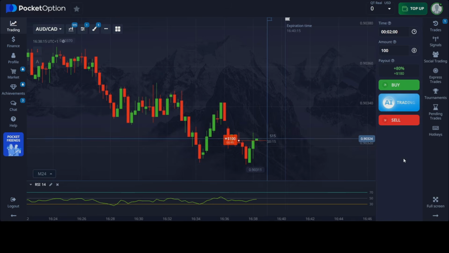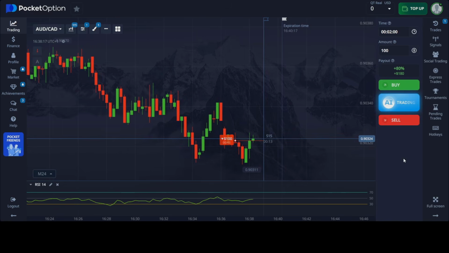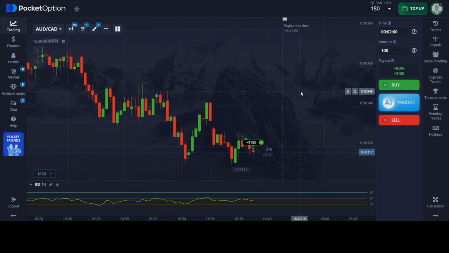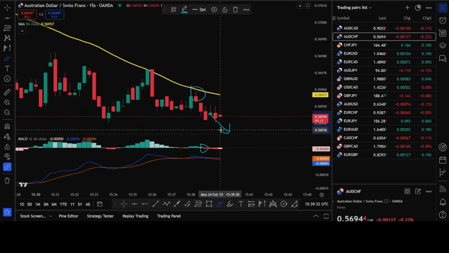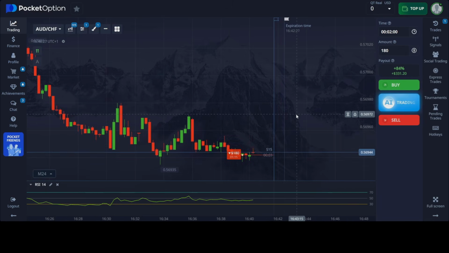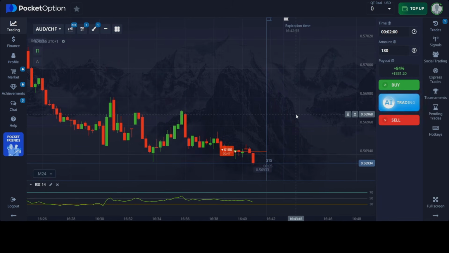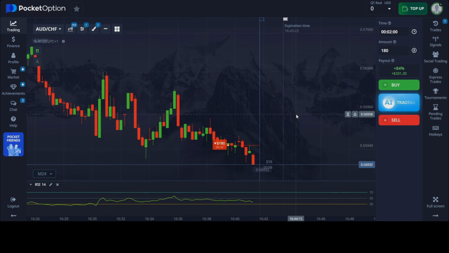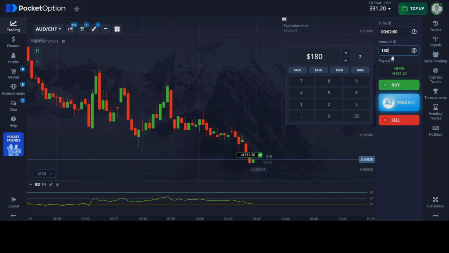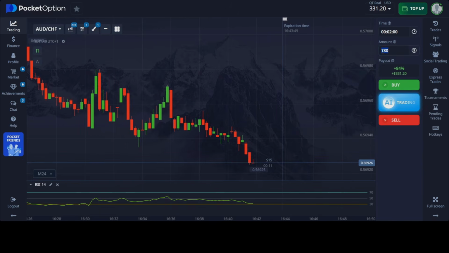Now let's see how the trade closed. The trade closed in profit. Our analysis worked perfectly. Balance is now $330.